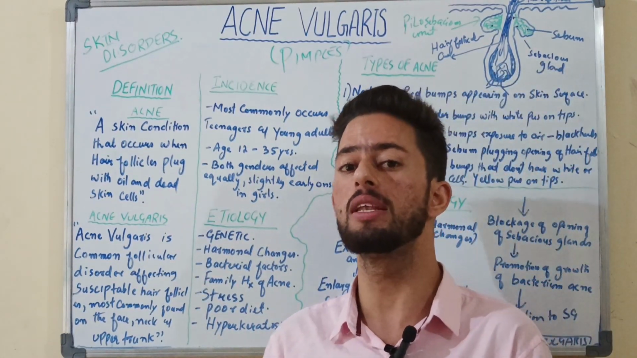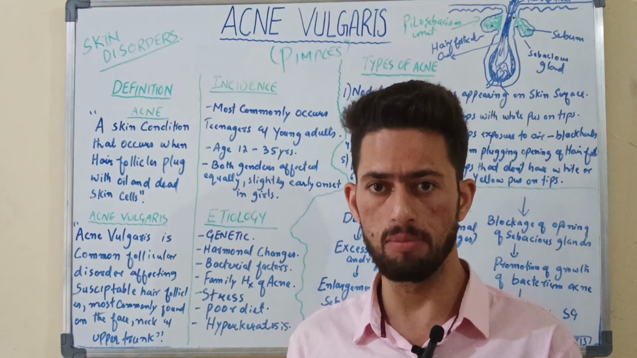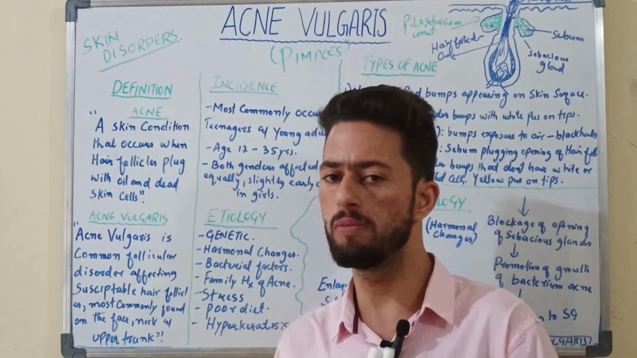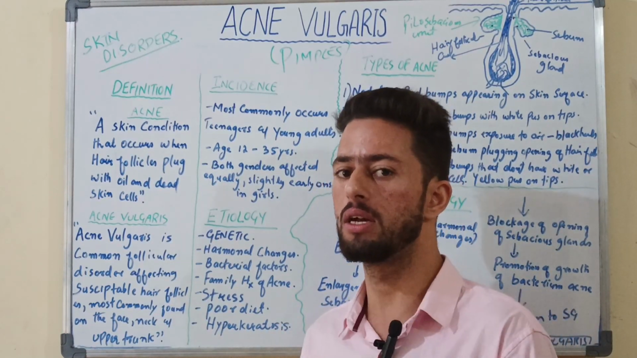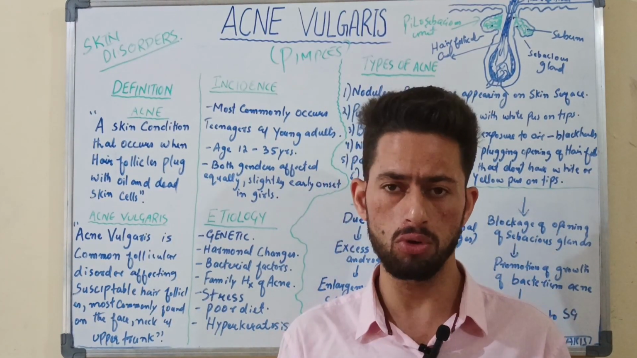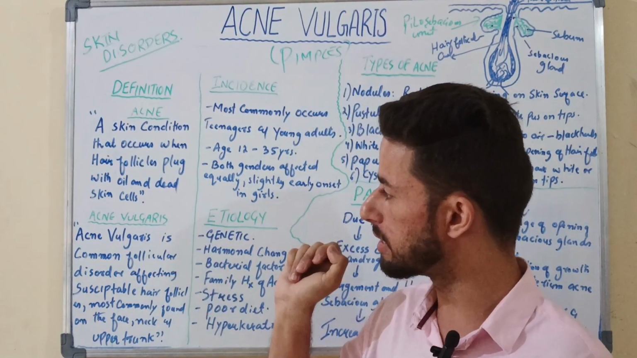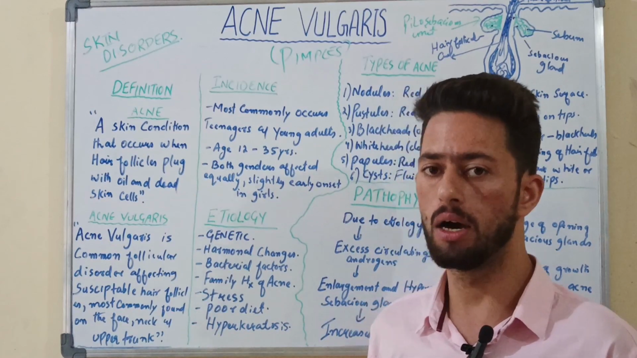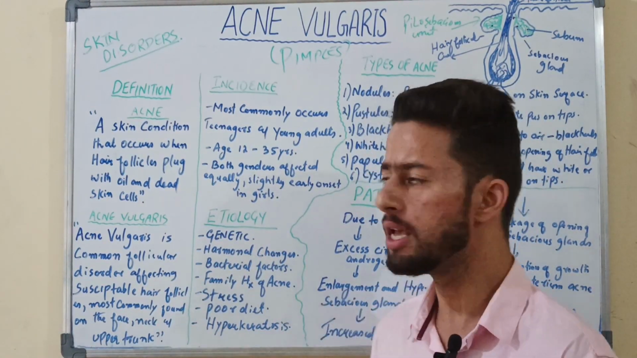Why do we say oil? Because oil means sebum only. So that means increased sebum. When there is increased sebum, this will block the follicular canal, and there is also a growth of bacteria that may result in the blockage of this canal, and then that will form the pimples, so that is known as acne.